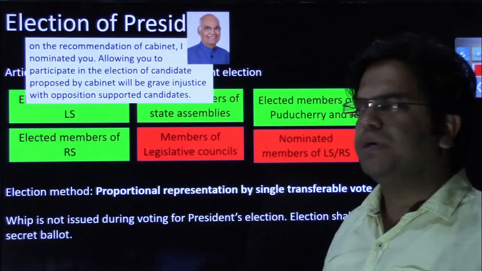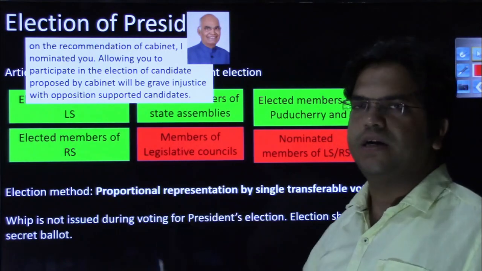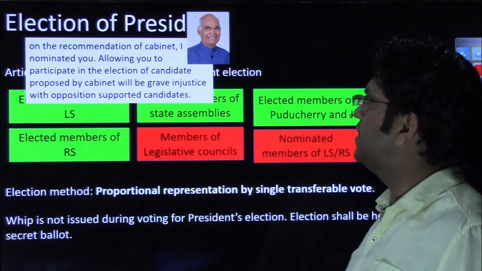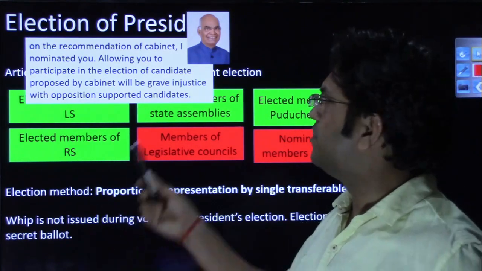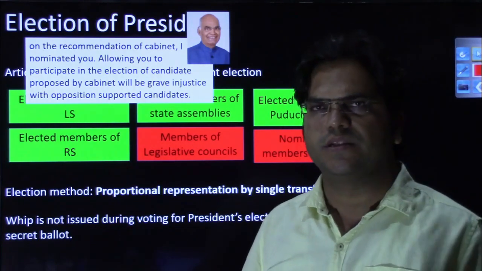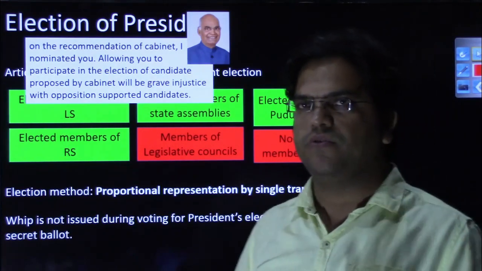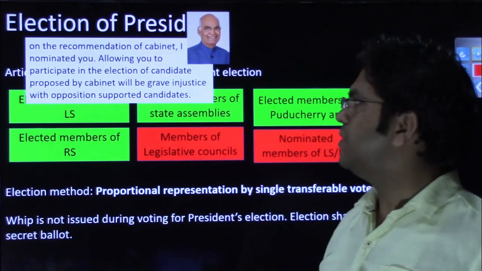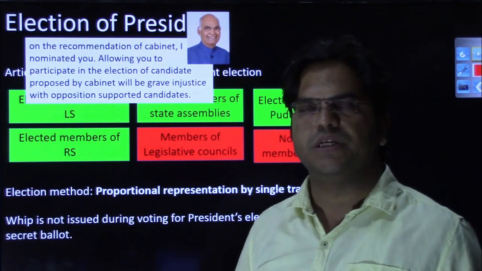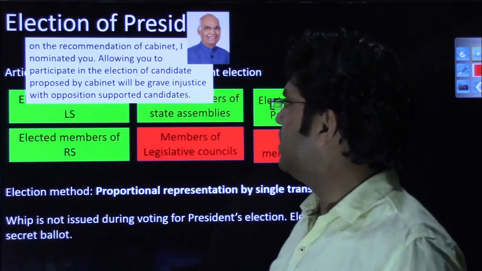Who are nominated members? Nominated members have been nominated by whom? The President himself, right? So if they are allowed to participate in the presidential election, it will lead to a conflict of interest. Under Article 80, you have this provision: the President has power to nominate 12 members into Rajya Sabha, and under Article 331, the President has power to nominate 2 Anglo-Indians. Until now he has that power, but after the 126th Amendment, that provision has also been abolished. So you will no longer see the nomination of 2 Anglo-Indians. Just go and see that 126th Amendment bill.